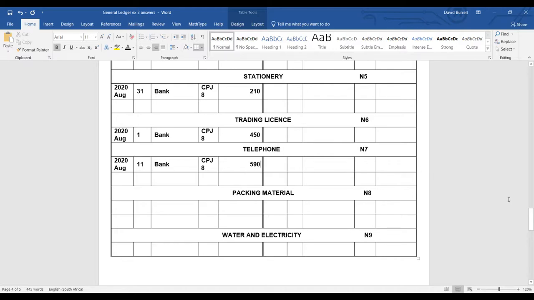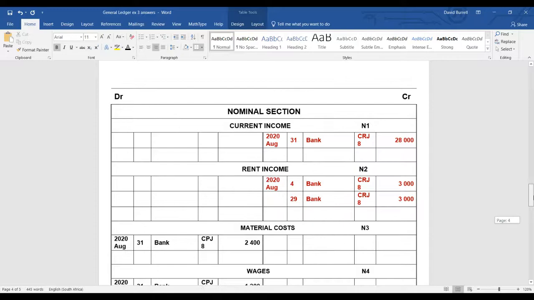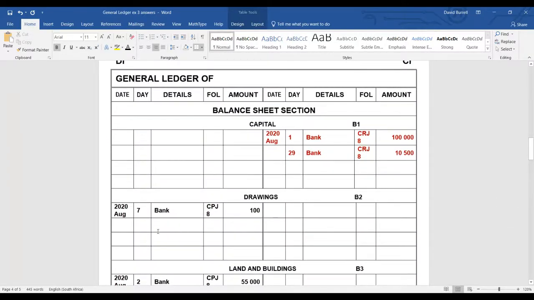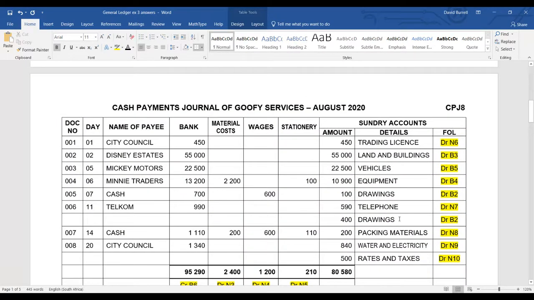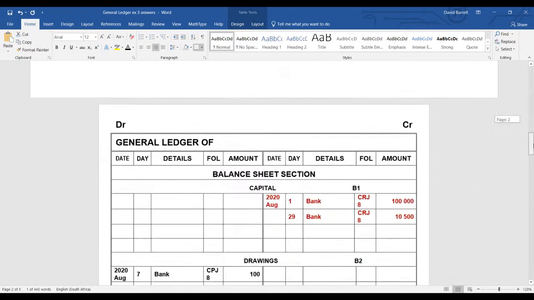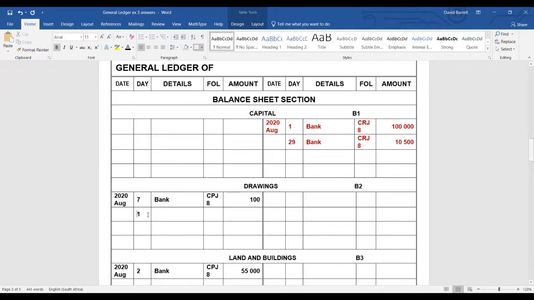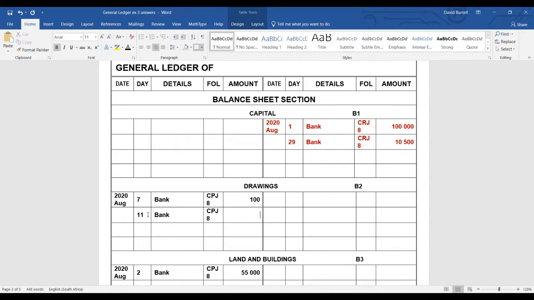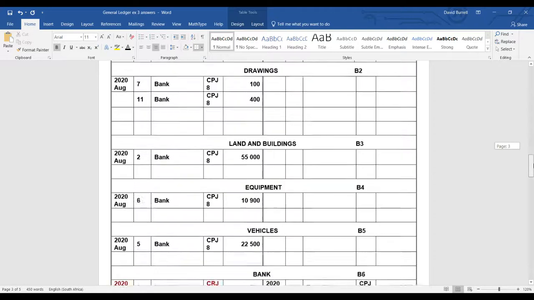Then we had another drawings transaction of 400 Rand. So let's go back to our drawings account B2. So this one, I'm just going to go back to my cash payments journal just to point out the one that I mean. It's this drawings here of 400 Rand, and it's part of that Telkom transaction on the 11th. So this is all one transaction. So the date is the 11th, and the drawings amount is over here. It's 400 Rand. Let's go to our drawings account. On the 11th, we'll put bank because that's where the matching credit's going to be, CPJ8, and it was 400 Rand. The one after that is packing materials. So I'm going to go there.